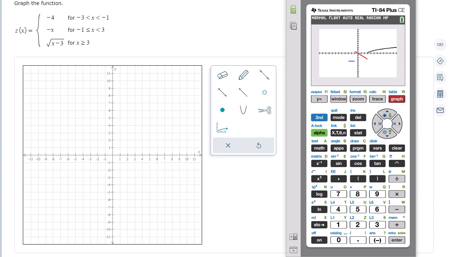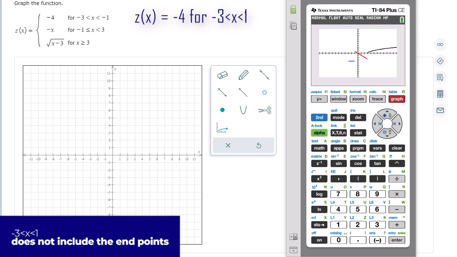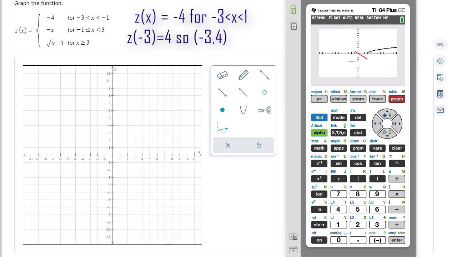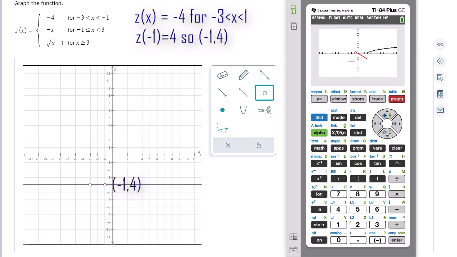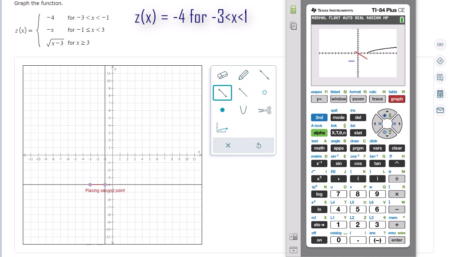So the first part of the graph I'm going to do in ALEKS is z of x equals -4 when x is between -3 and -1, not inclusive. So I need the hollow dot, and when x is -3, y is -4, so I'm going to put a hollow dot there. And when x is -1, y is also -4, I'm going to put a hollow dot there. And I want to connect those two with a line segment.